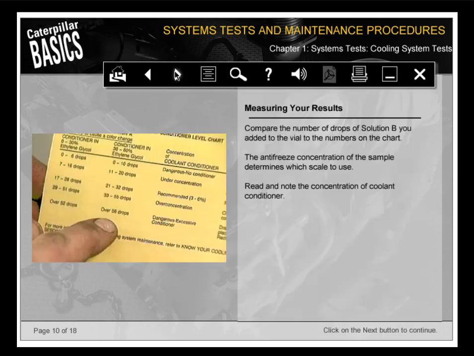Compare the number of drops of solution B you added to the vial to the numbers on the chart. The antifreeze concentration of the sample determines which scale to use. Read and note the concentration of coolant conditioner.